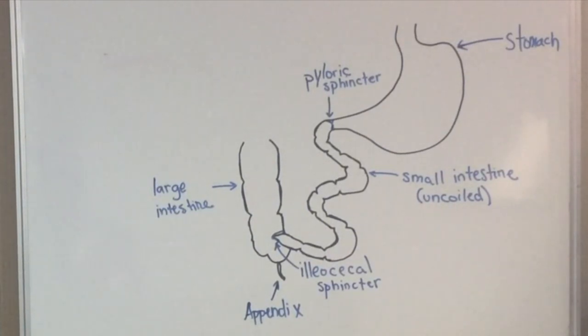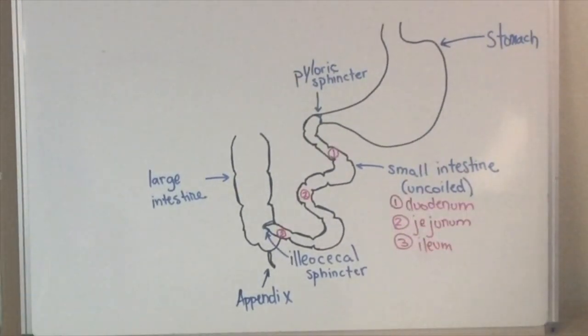The small intestine is a long tube that's coiled underneath the stomach within the abdominal cavity. The small intestine, like the stomach, is arbitrarily split into 3 segments. The duodenum is right beyond the pyloric sphincter, followed by the jejunum, which is the central part of the small intestine, and the portion of the intestine closest to the large intestine is the ileum.